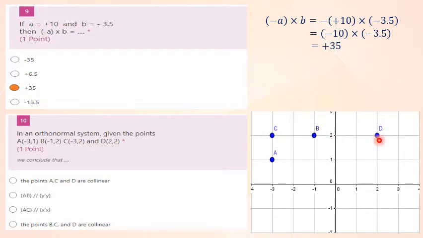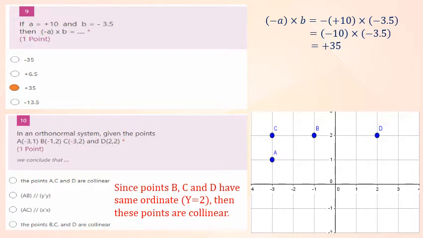The points B, C, and D are collinear. Yes, they are. They belong to the same line as shown in the figure. And I can prove it that B, C, and D have the same ordinate, the same Y. So this is the correct answer. If points have the same ordinate or same abscissa, they should be collinear.